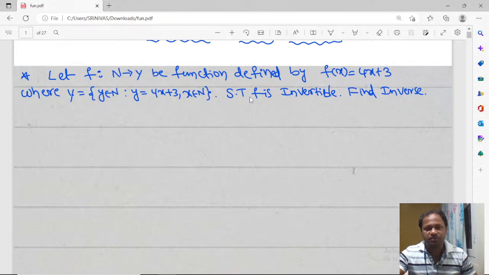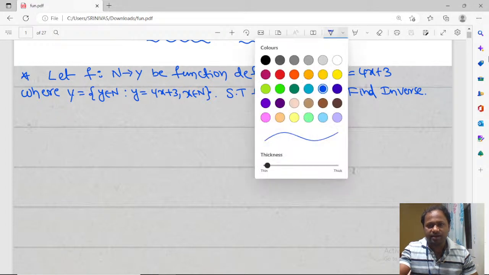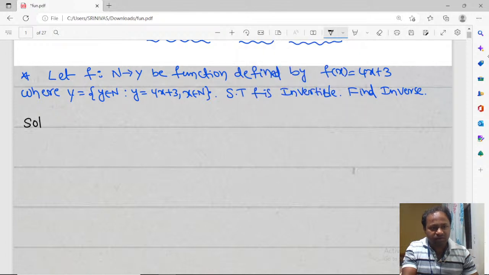Okay. So I am not going to discuss definitions and anything. I will move on to problems directly. Right. So what is given in our question? A function defined by f of x is equal to 4x plus 3. We have to show that it is invertible.